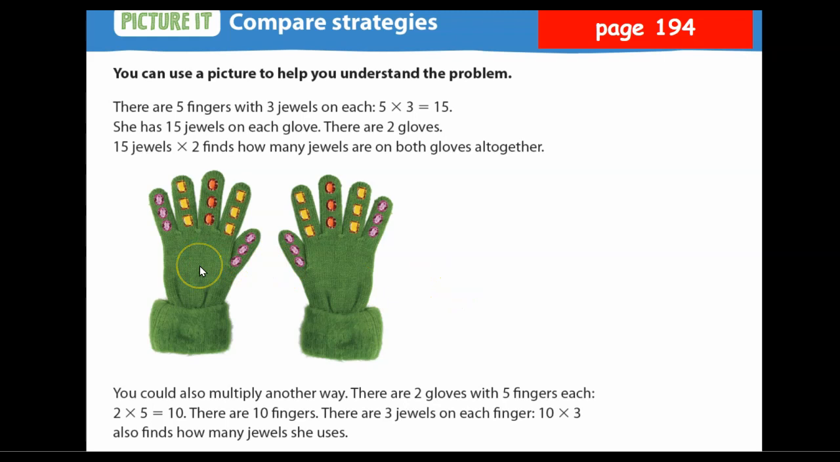Okay, your hand has how many fingers? 5. How many fingers? Look at your hand. How many fingers do you have? 5. Somebody said 4. Whoa. Okay. And then this glove has how many fingers? 5. Okay. So they want to know how many jewels are in both gloves. Okay. So let's just do one glove. Just one. And what would be the multiplication equation just for this one?